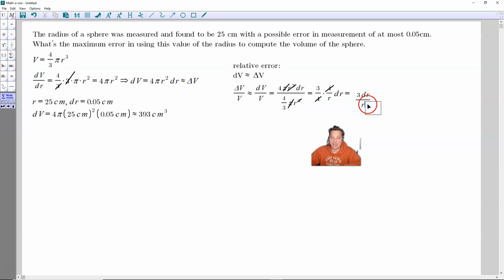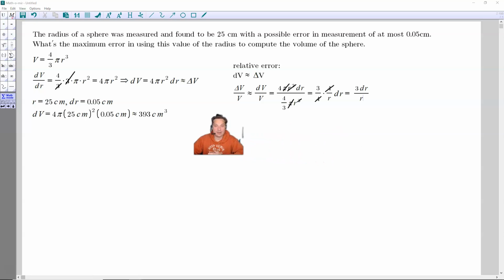Okay, so this represents the ratio dv to v. So an approximated change in the volume divided by the volume. And again, this is an approximation to delta v over v. Keep that in mind. So if I work this out here with these specific numbers, remember our r is 25 and our dr, if you like delta r, the change in the radius is 0.05 centimeters. So for that reason, I'm going to do the following here. 3 times 0.05 divided by 25.